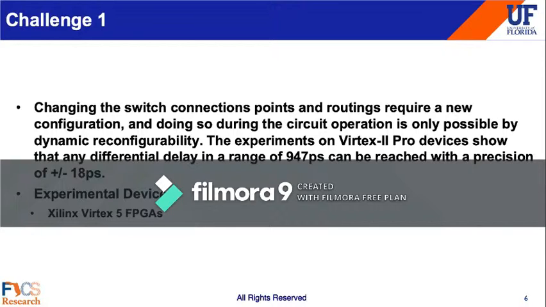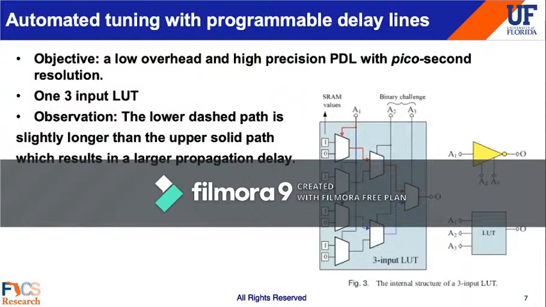And by the way, for our experimental device, we use Xilinx Virtex-5 FPGAs, which is in the device's range, which means we will have a precision of plus or minus 18 picoseconds, which is big. How can we increase our precision? We introduce the automated tuning with programmable delay lines. Our objective is to have a low-overhead and high-precision PDL with picosecond resolution.